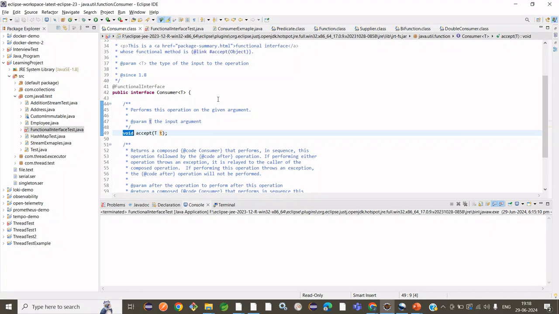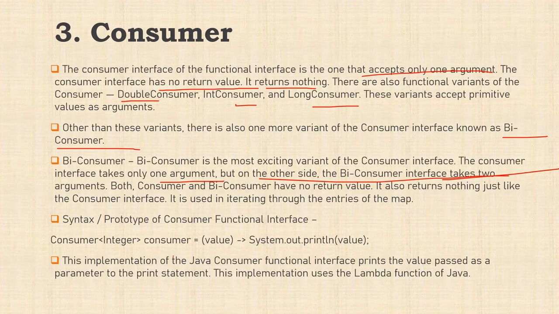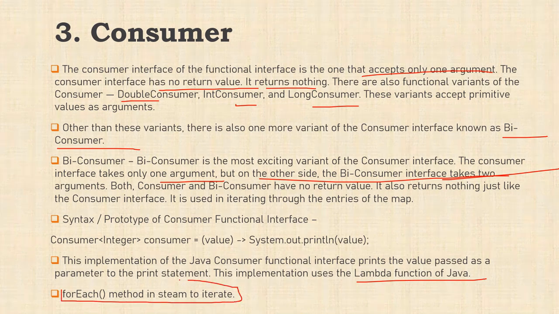Okay, go back and continue. This implementation of the Java Consumer functional interface prints the value passed as a parameter to the print statement. This implementation uses the lambda function of Java. You know the forEach method in Stream, we use it to iterate. Inside forEach it takes a Consumer, so we normally use it to iterate a map or list. So this is the real-time example of the consumer interface, the forEach method.